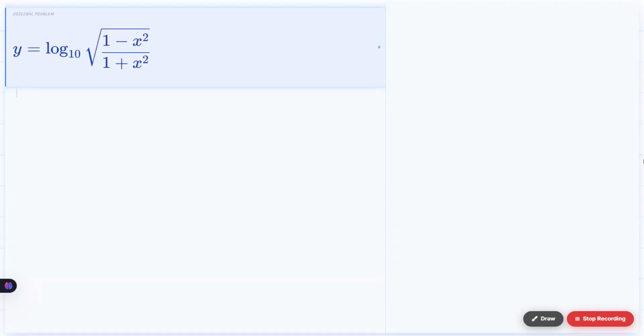We look at our starting problem. We do this to see what we need to solve. The problem is y equals log base 10 of the square root of (1 minus x squared) divided by (1 plus x squared). We identify that we need to find dy divided by dx. We do this to know our goal for the math. This means we want to find the derivative of y with respect to x.